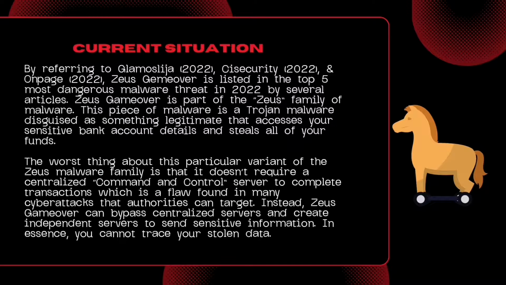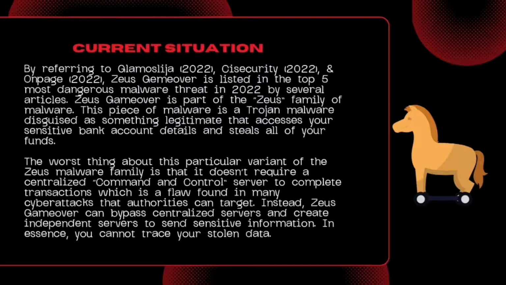By referring to Glamour's Ledger 2022, C-Security 2022, and On-Page 2022, Zeus Sphinx is listed in the top 5 most dangerous malware threats in 2022 by several articles. Zeus Sphinx is part of the Zeus family of malware. This piece of malware is a Trojan malware disguised as something legitimate that accesses your sensitive bank account details and steals all of your funds.